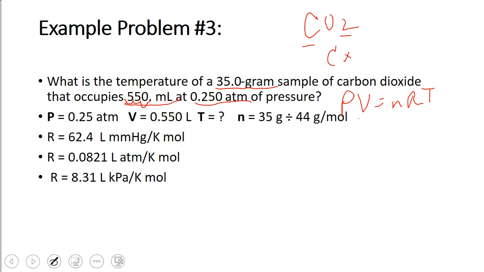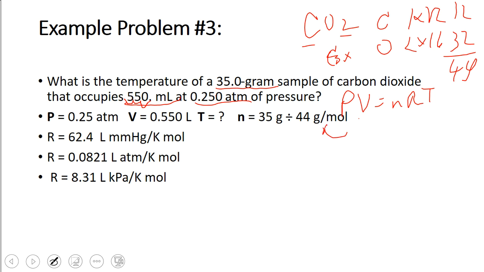So carbon is 1 times 12, and oxygen is 2 times 16. So that's 32 and 12, and you add that up, and it's 44. And we got all this from the periodic table. So this time, R-wise, we need atmospheres. So we're not going to use that one, and we're not going to use that one. We want to use this R.